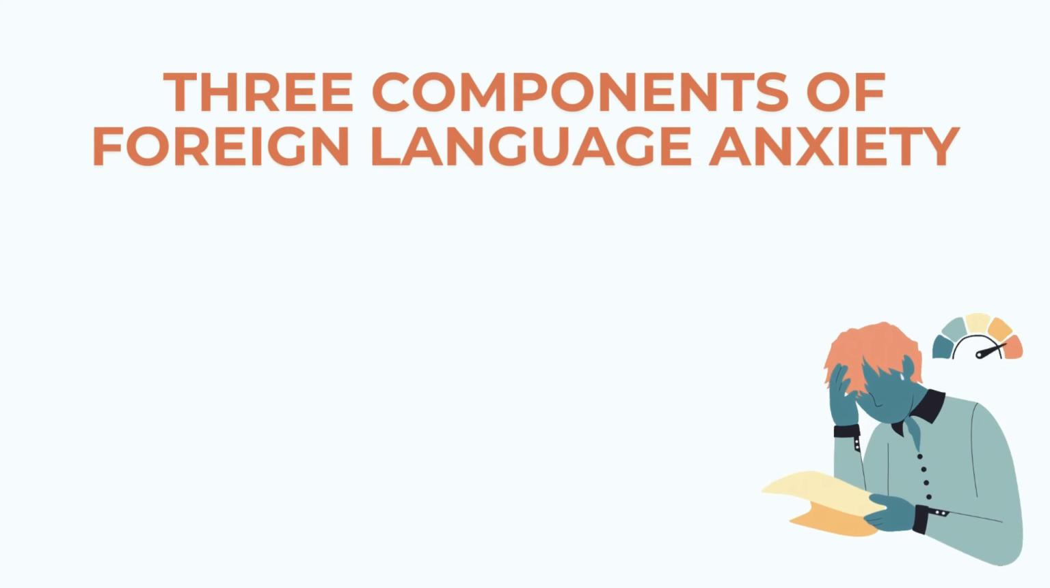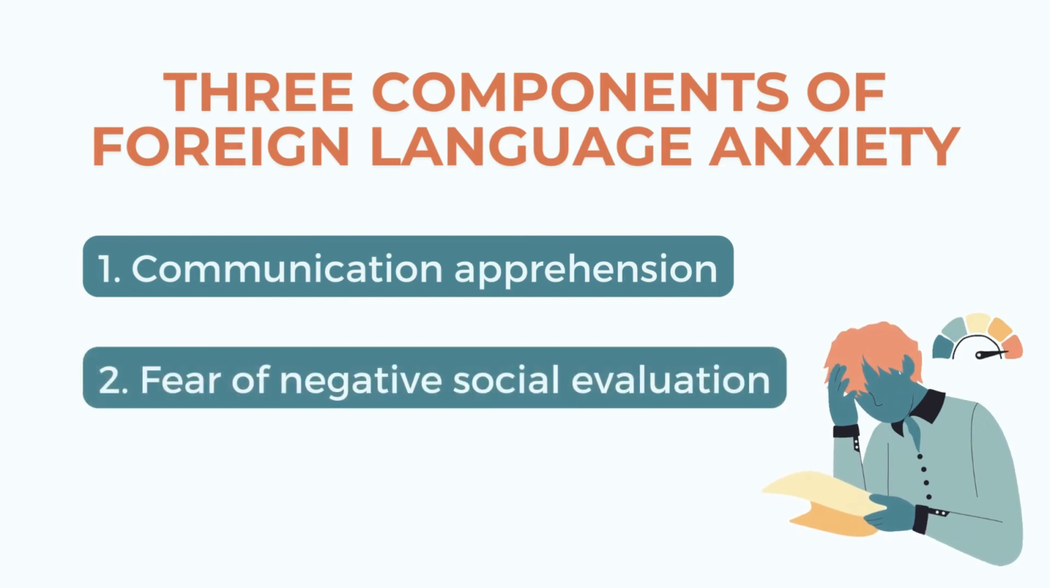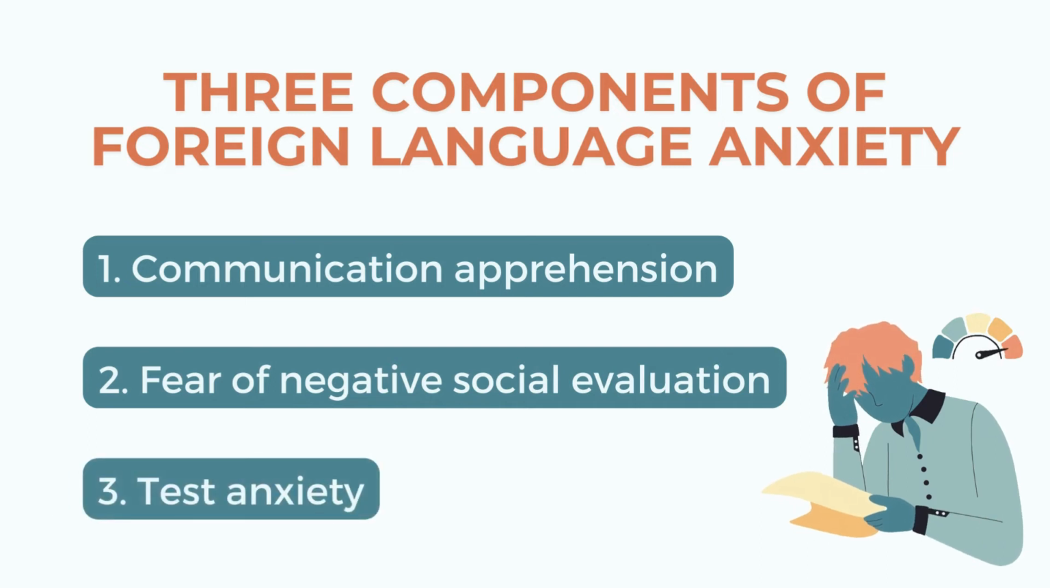Three components of foreign language anxiety have been identified in order to break down the construct into researchable issues. 1. Communication apprehension, arising from learners' inability to adequately express mature thoughts and ideas. 2. Fear of negative social evaluation, arising from a learner's need to make a positive social impression on others. And 3. Test anxiety, or apprehension over academic evaluation.